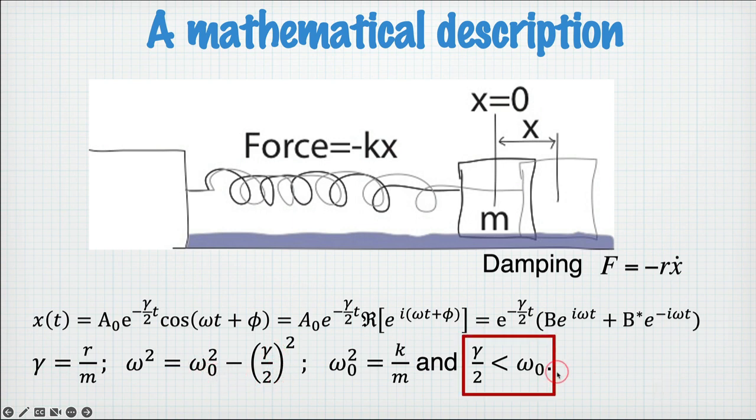The final thing to note is that this solution is only valid in the regime where gamma on 2 is less than omega naught, so the damping is sufficiently small. If the damping becomes too large, then the oscillation stops completely. You could imagine this happening, for example, if this fluid here was something really thick and gooey like honey, and you let this mass go, it's not going to oscillate slowly around the equilibrium position. It'll just slowly reach the equilibrium position without ever actually oscillating.